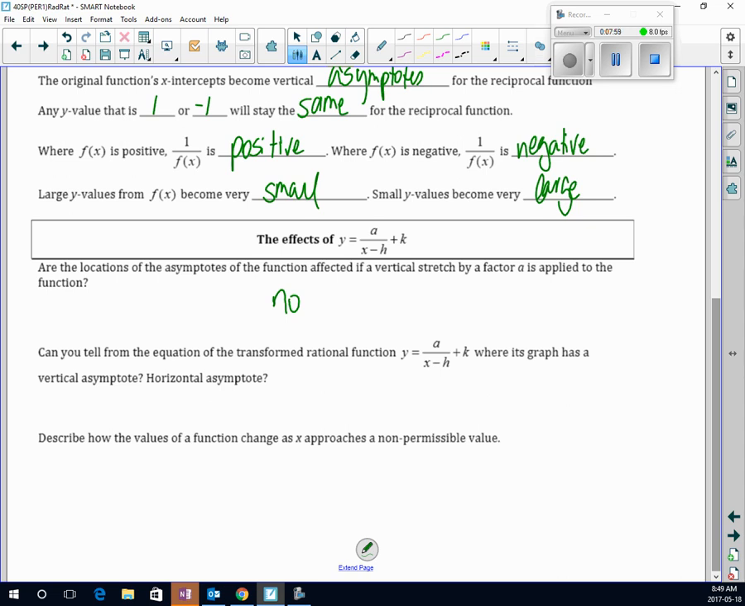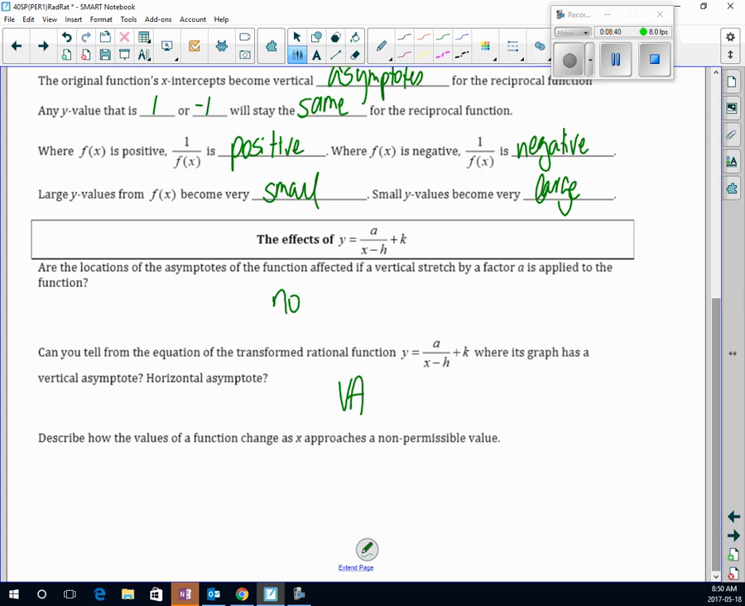Can you tell from the equation of the transformed rational function y equals a over x minus h plus k where its graph has a vertical asymptote? A horizontal? What would the vertical asymptote, I'm going to abbreviate from now on VA, where would it be? Now usually it's at x equals 0 like we just saw. Which one would affect it? We just finished saying the vertical asymptote would only get affected if it went left or right. So it would be h. h would move it left or right. Does that make sense to you?